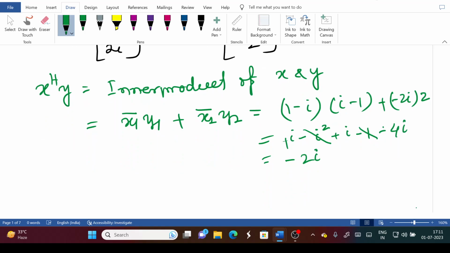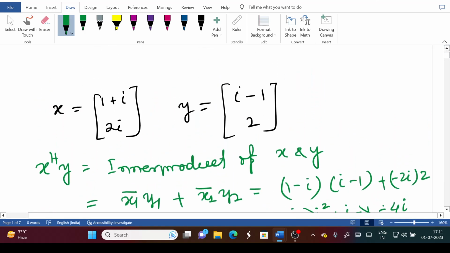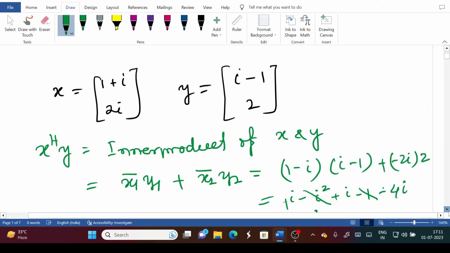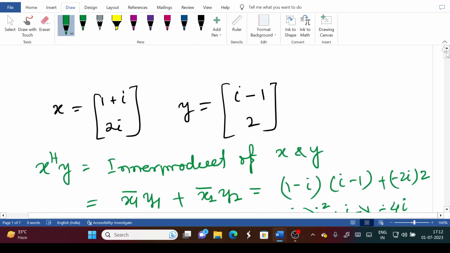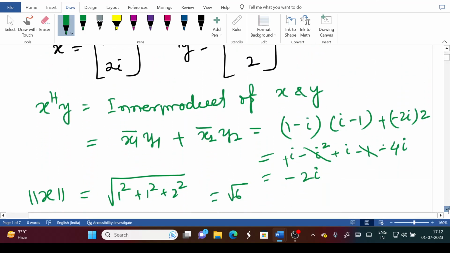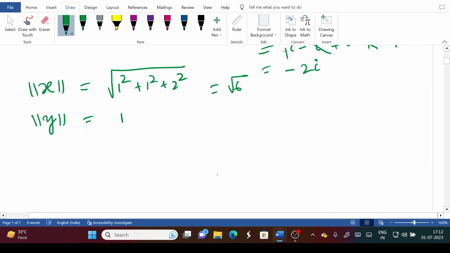Now what about the length of x? Length of x is nothing but the square root of the sum of the squares of each component's coefficient. That is the square root of 1 square plus 1 square plus 2 square, that is 4 plus 2, root 6. Similarly, what about the length of y? It is i minus 1, that is 1 minus 1 plus 1.